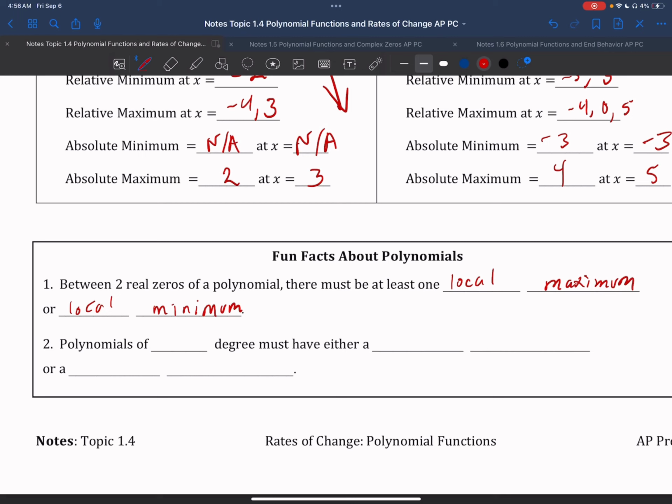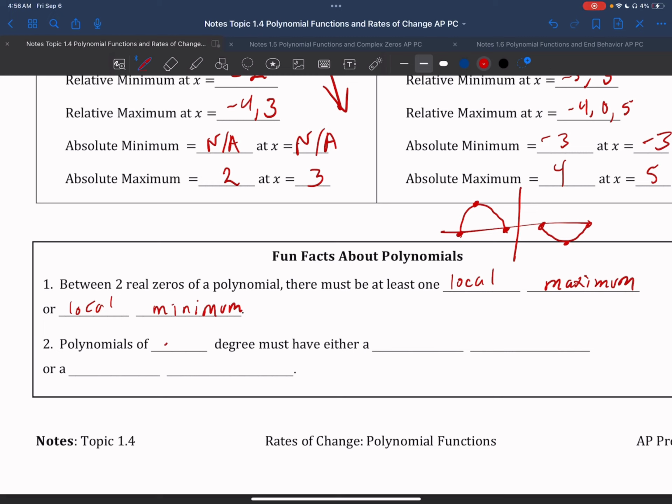If we look at a graph and I have two real zeros, I know that I have to either cross or touch the x-axis. So I either have to go up and then come back down, or I can do the opposite where I go down and then go back up. So those are going to be your local max or your local min.